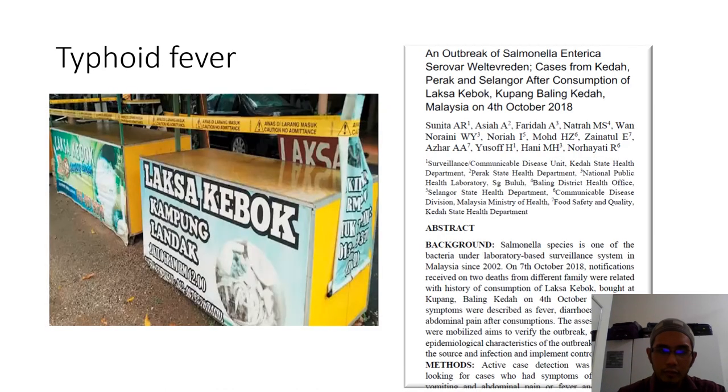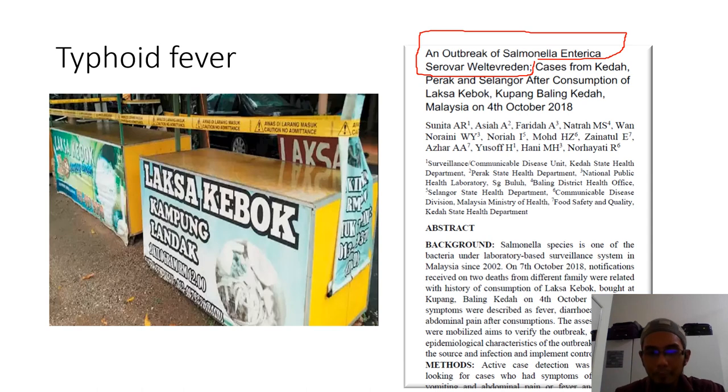Typhoid fever. Typhoid comes from the infection of Salmonella. You have Salmonella typhimurium, Salmonella enterica. You have here a very rare variant of Salmonella that happened in Kupang, Baling, Kedah. The name here is Salmonella enterica serovar Weltevreden. A very rare serovar, but it happened when several people came to this gerai or warung, ate the food, and developed GI symptoms, and subsequently deaths were also reported.